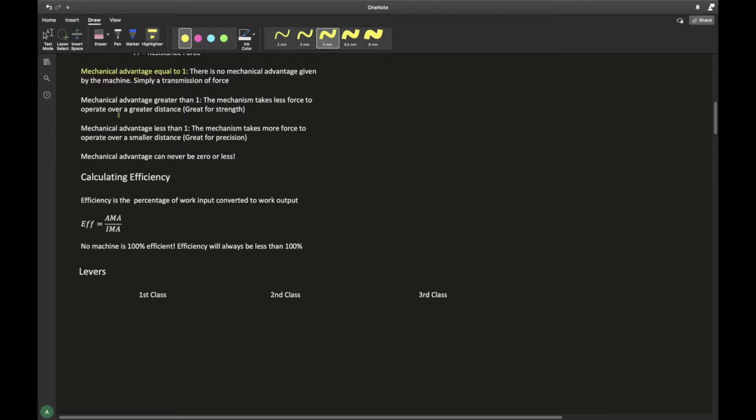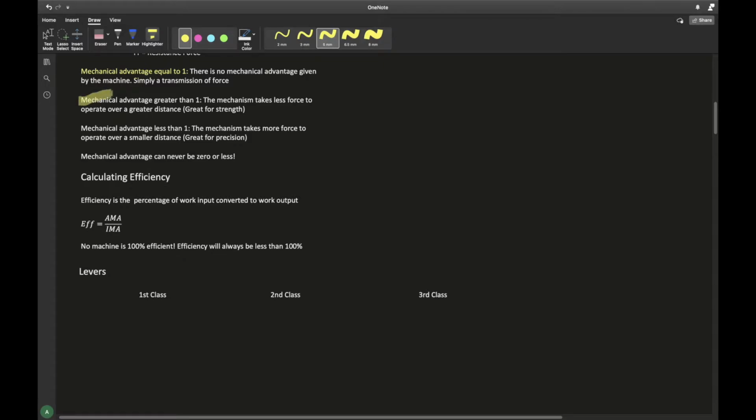You are performing the same amount of, or needing the same amount of force. You're going the same amount of distance. You just might, instead of pushing up, be pulling down, or instead of pushing right, you're pulling left. You're just changing a direction or transmitting the force to another simple machine that's doing another task.